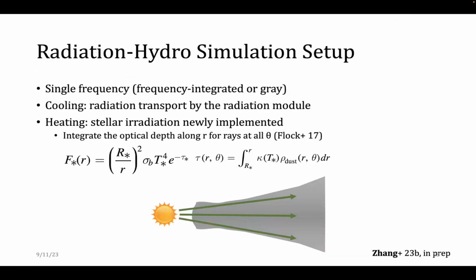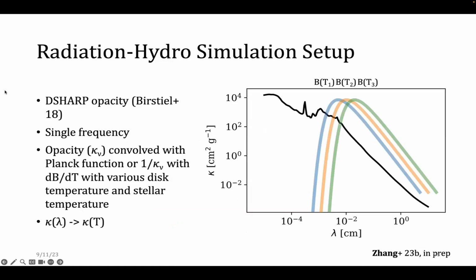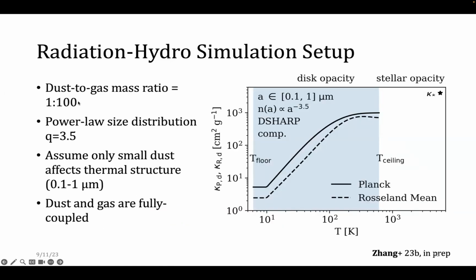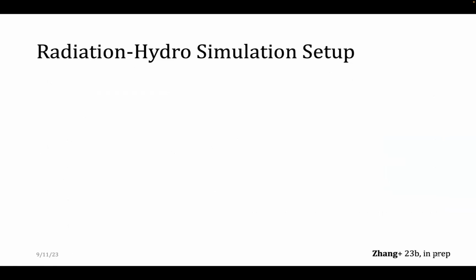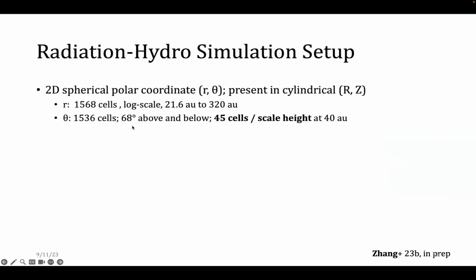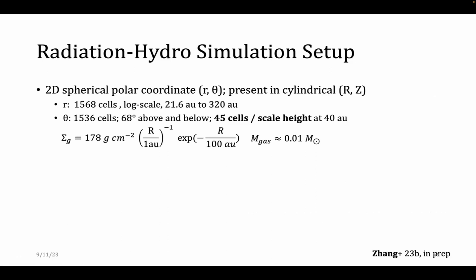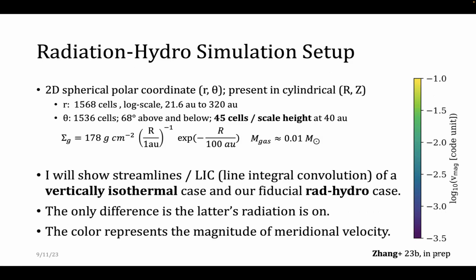So for my radiation simulation, I set it up by implementing the stellar irradiation as a ray tracing method, and put it in as an extra heating source term. And then I use DSHARP opacity. I assume the dust to gas mass ratio is 1 to 100. And I also use a relatively high resolution simulation in the R-theta plane. And the disk mass is 1% of the stellar mass, which is also quite typical.